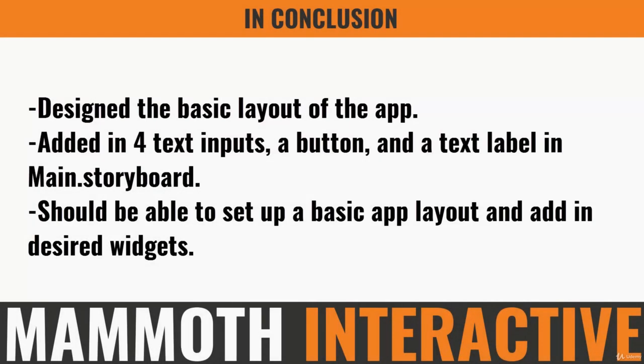In this past file tutorial, we designed the basic layout of our app. So we added in 4 text inputs, a button, and a text label in the main.storyboard file. So again, 4 text inputs, 1 for each input, so 1 for each variable. There's going to be a button that when pressed will perform the calculation and print out our final value, and a text label that will contain the final value. So by now you should be able to set up a basic app layout and add in desired widgets and fields. And again, we did this in iOS.